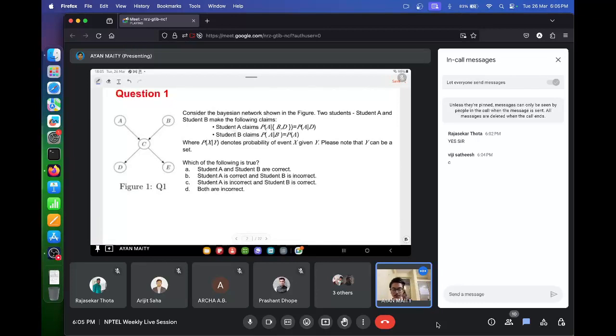VG Satish says option C. Okay. Anyone else? Orijit Saha is also saying option C, which is student A is incorrect and B is correct.